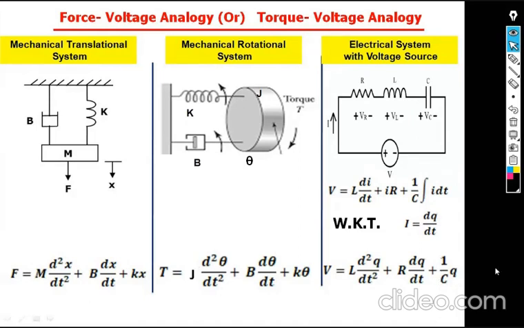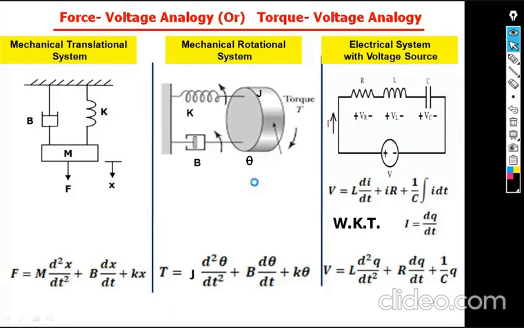So if you compare these three equations, you will get the equivalent of force, here torque, and here voltage. So I can say that the equivalent of force and torque is voltage. The equivalent of mass is inductance L, the equivalent of B is resistance R, and the equivalent of K is 1 by C. In the same way, the equivalent of displacement X is the charge. And all of you are aware that dq by dt is equal to I. So I can write that the equivalent of I is dx by dt. What is dx by dt? Once again, it is velocity.